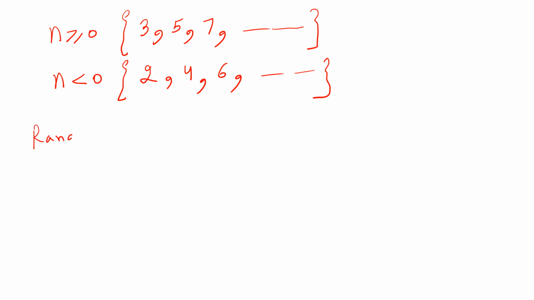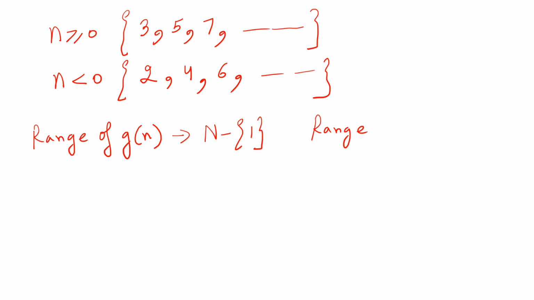Now students, from here I can find the range of g of n by taking the union of both of these sets, and this comes as N minus 1. So clearly the range of this function is smaller than its codomain. So from here we conclude that g is an into function.